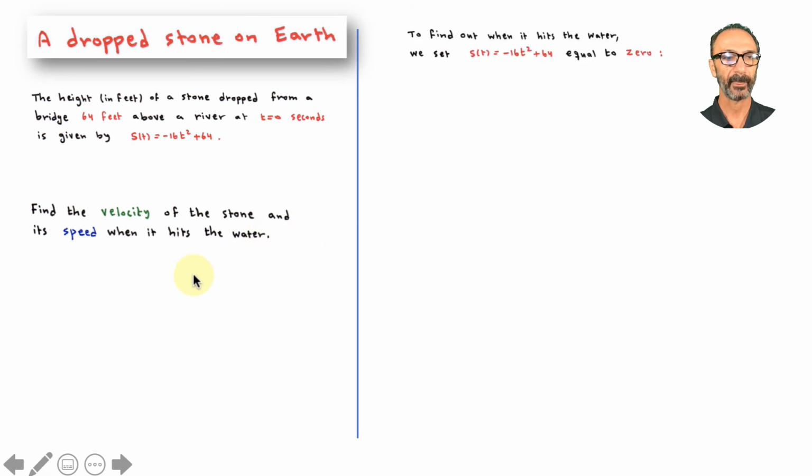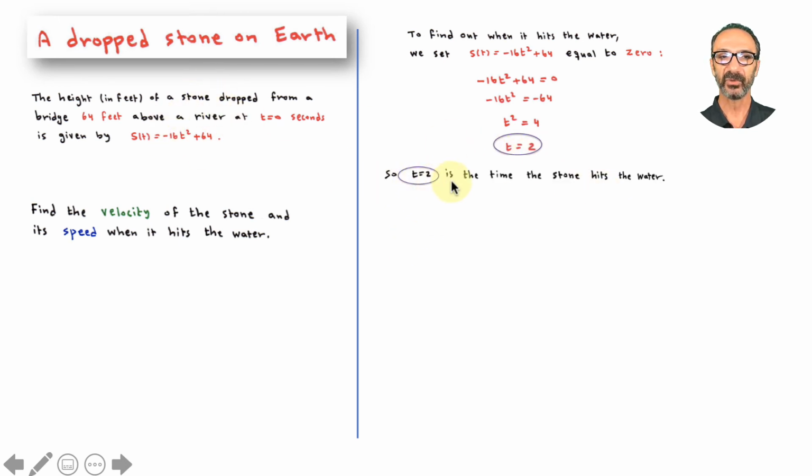To find out when it hits the ground, of course, we're going to set s of t equals 0 because you are on the ground level, you are not lifted up. Basic algebra. Take this, set it equal to 0, move this to the side, divide both sides by negative 16, and get t squared equals 4. And you might say, how come it's not plus minus 2? Well, we're dealing with application. We're not going back in time. That's why t equals negative 2 is not part of the game right here. So t equals 2 is the time the stone hits the water.